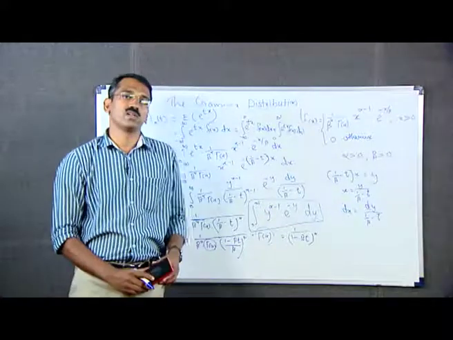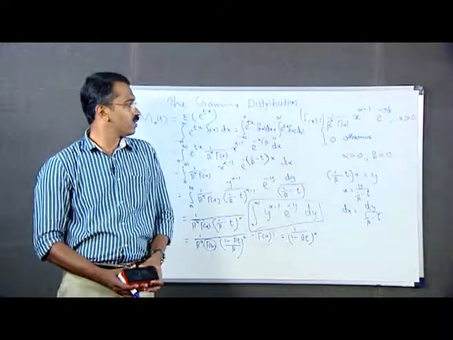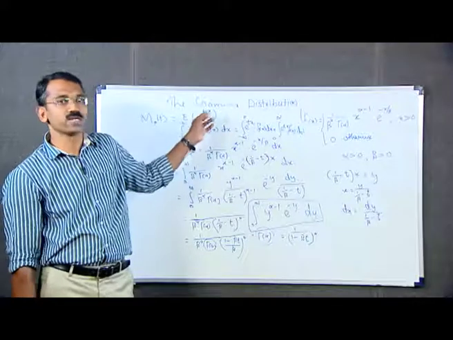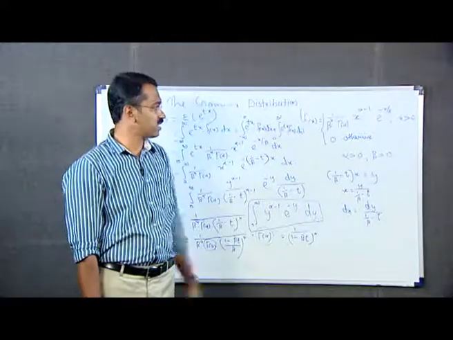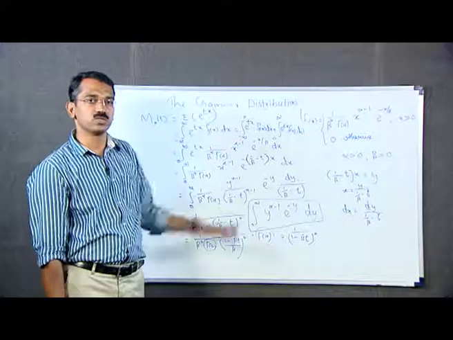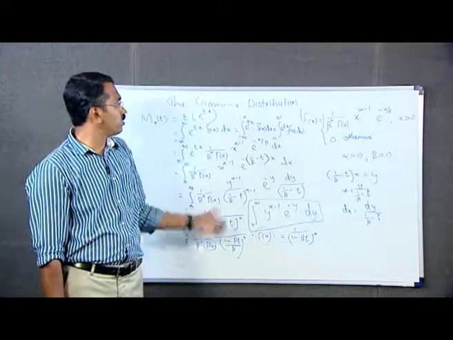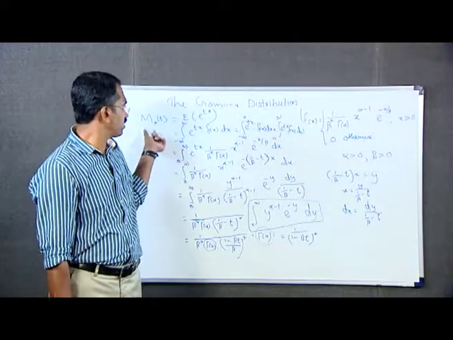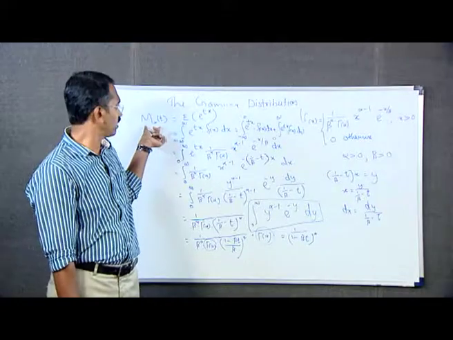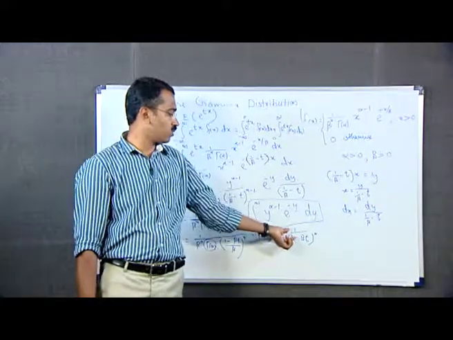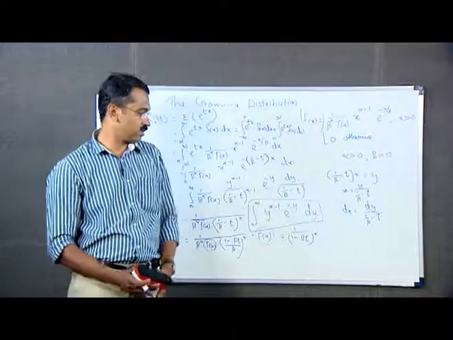Now, let me conclude this session. In this session, we discussed the arithmetic mean, variance and standard deviation of gamma distribution, and also we derived that the moment generating function is M_X(t) is equal to 1 divided by 1 minus beta into t all raised to alpha.